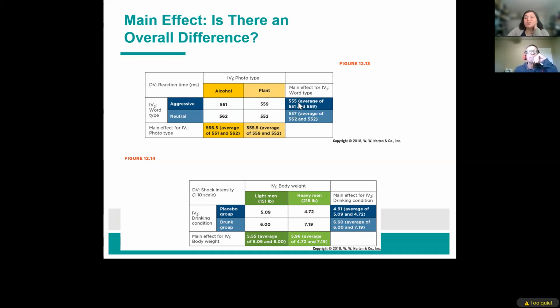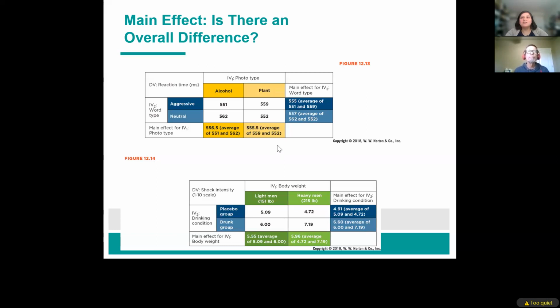because the differences here aren't significant. But does it make sense that we're looking at word type across alcohol and plant, so it doesn't matter what the alcohol or plant photo is? Kind of. Okay, so essentially what we're saying is, I just care about the word type. I don't care about the photo type. So I just want to know on average, how quickly did people respond to the aggressive words, irrespective of alcohol or plant. And then on average, how fast did people respond to the neutral words, irrespective. I don't care if they were in the alcohol or plant condition. So that's why we average across those two.